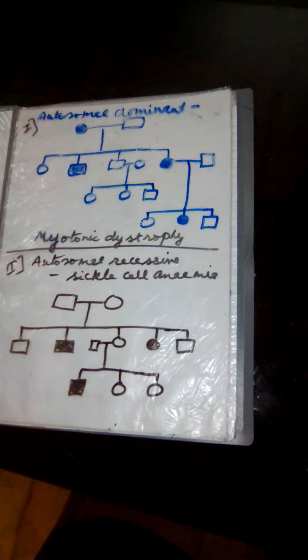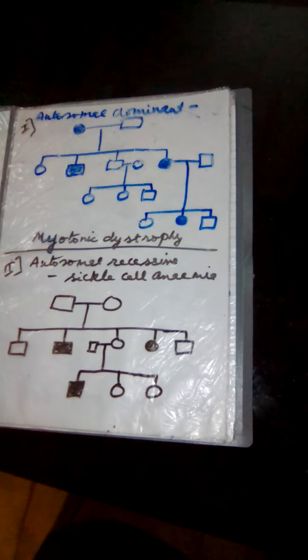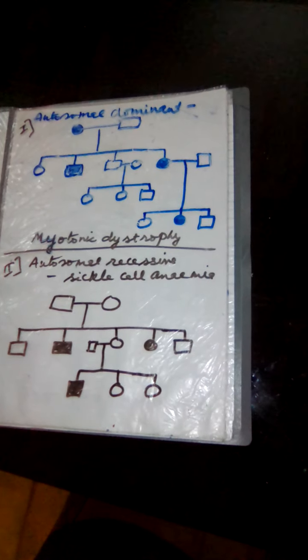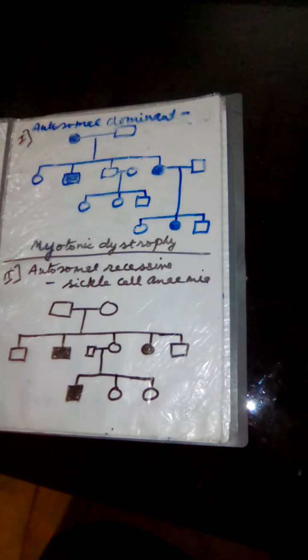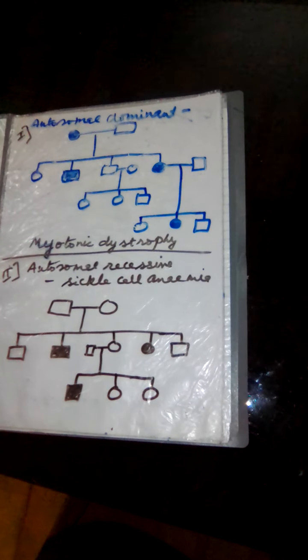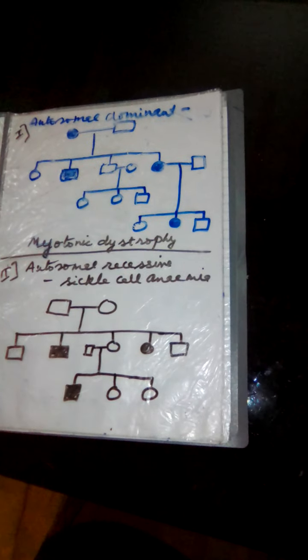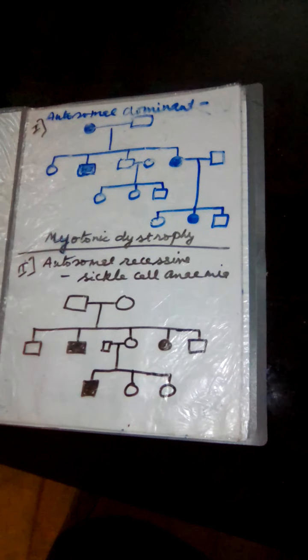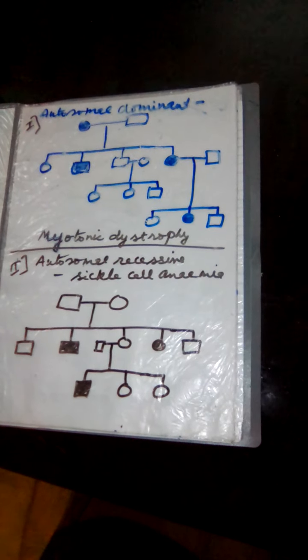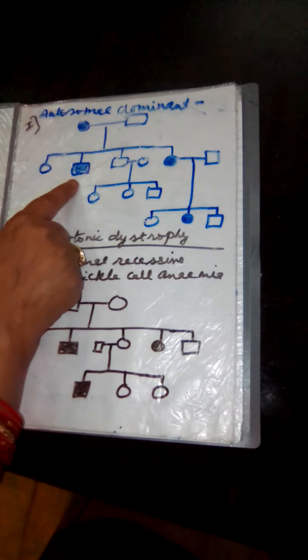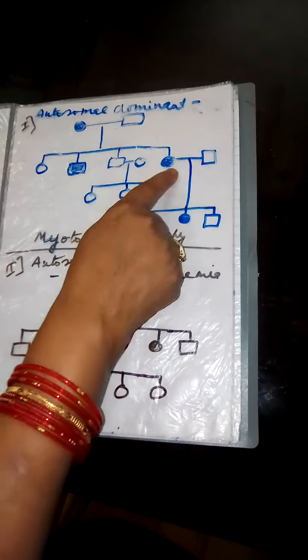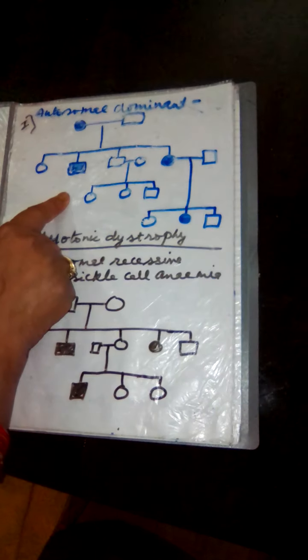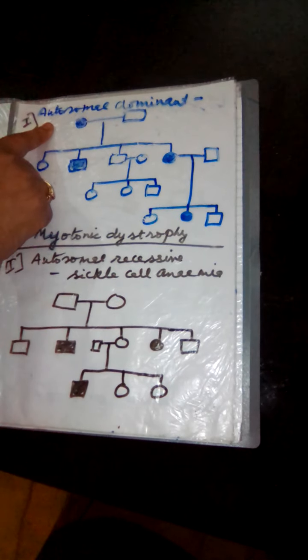So we can find whether a condition is dominant or recessive. If it appears in all generations, it is dominant. If it skips a generation, it is recessive. Now the second thing is, we have to find whether the gene is present on an autosome or sex chromosome. If it is present on an autosome, it appears in both sexes. Here we can see that both male and female are affected. It means the gene is present on an autosome.